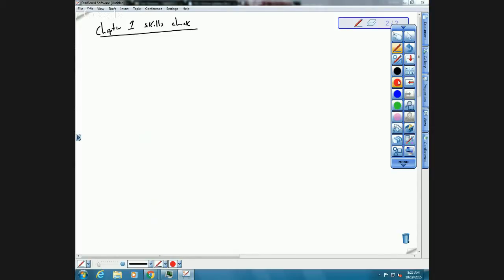All right, where do I want to start? Just to refresh, it starts in the basics of adding and subtracting integers. When you add and subtract, there are two rules that you have when you're adding and subtracting integers.